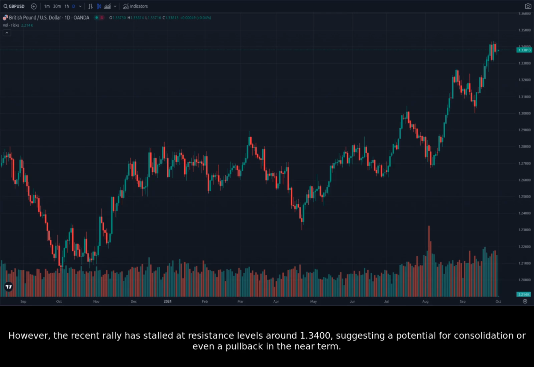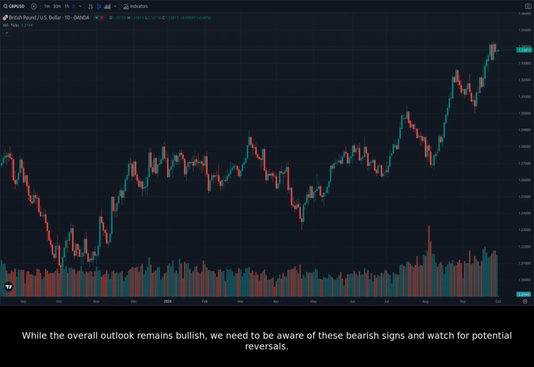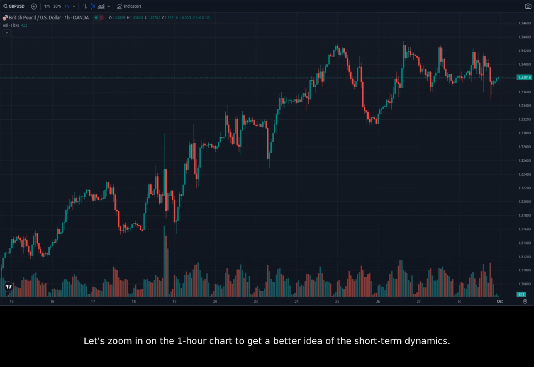However, the recent rally has stalled at resistance levels around 1.3400, suggesting a potential for consolidation or even a pullback in the near term. The daily RSI indicator is approaching overbought levels, which could also signal a potential for a correction. While the overall outlook remains bullish, we need to be aware of these bearish signs and watch for potential reversals. Let's zoom in on the 1-hour chart to get a better idea of the short-term dynamics.